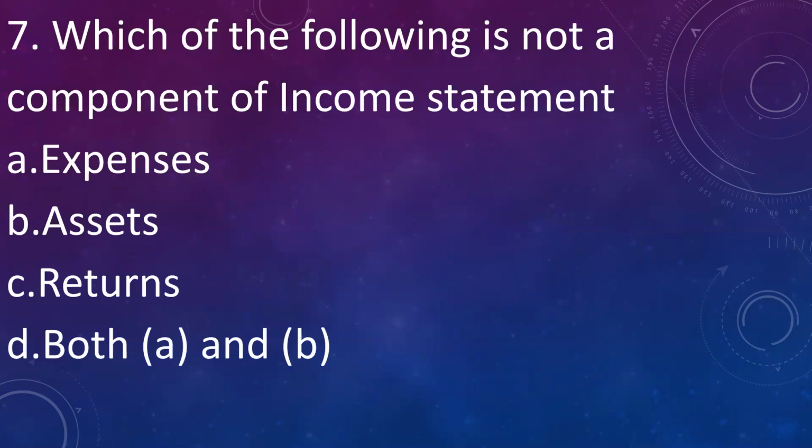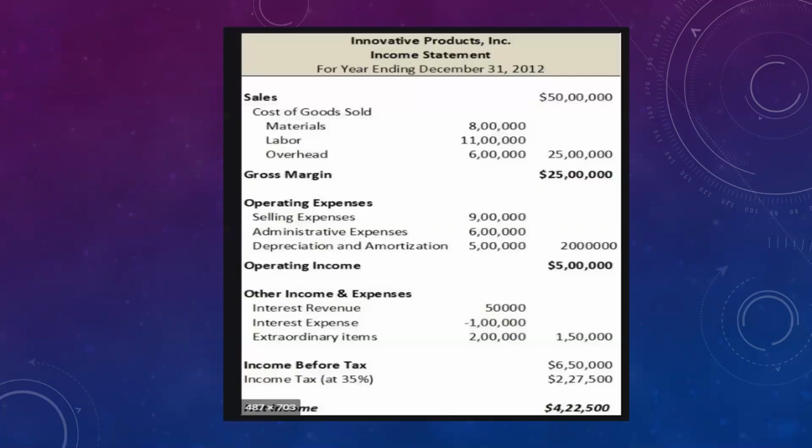Next question is, which of the following is not a component of income statement? A. Expenses, B. Assets, C. Returns, D. Both A and B. Answer is, assets is not a component of income statement. It is a component of balance sheet. The components of income statement are sales, operating expenses, income and expenses. In total, income statement will have income and expenses.